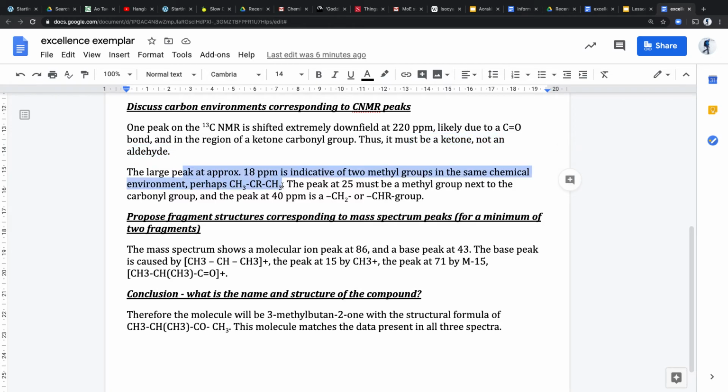Now, overall, I think Johnny was the one who said they're all alkyl kind of peaks. Yes. So let's talk about them individually. The large peak at 18 or so, around 20-ish, is indicative of 2 methyl groups in the same chemical environment, right?